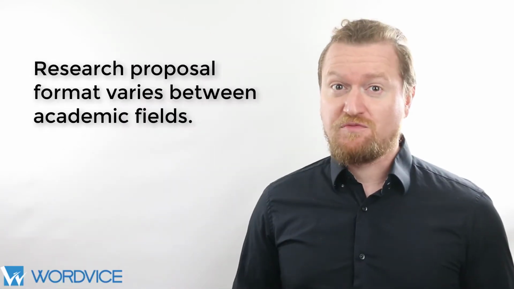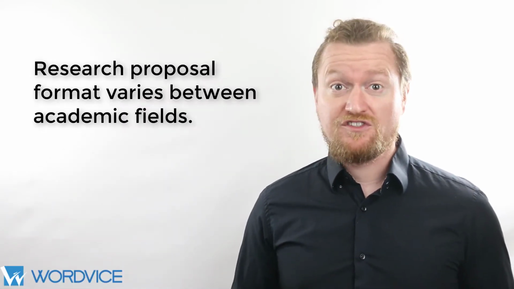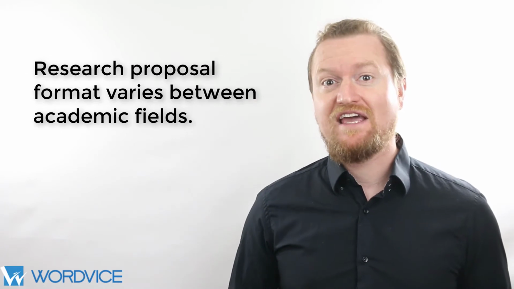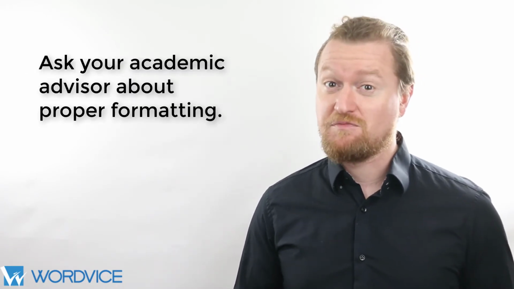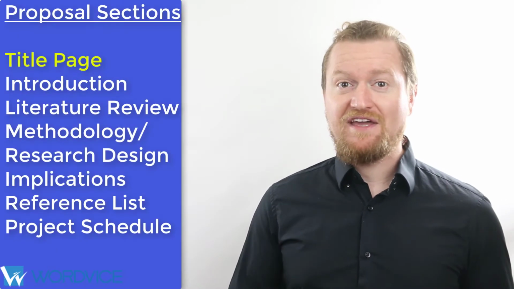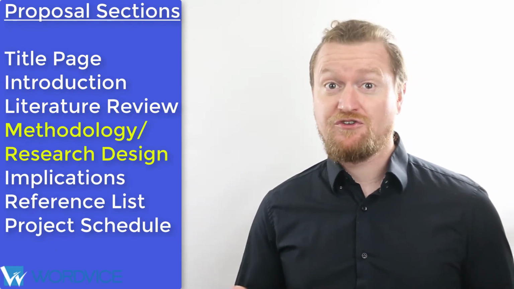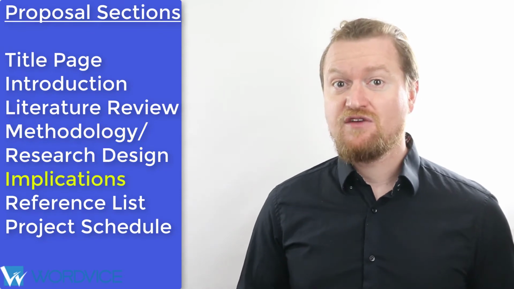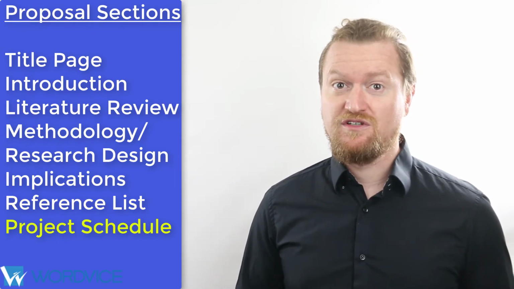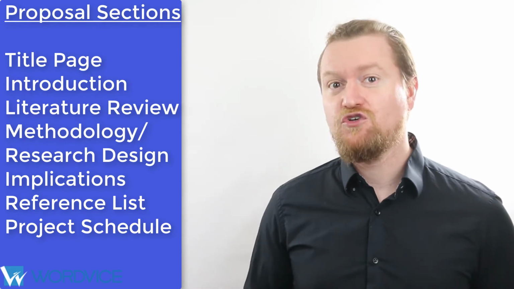The format of a research proposal varies between academic fields, but most proposals should at least contain the following sections. Be sure to check with your academic advisor about the specific sections required. Title page, introduction, review of the literature, methodology and research design, implications, reference list, and project schedule. Now let's go through and see what to include in each section.